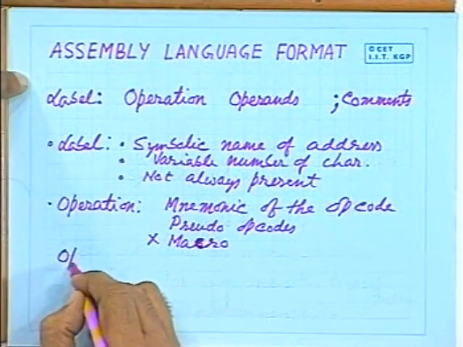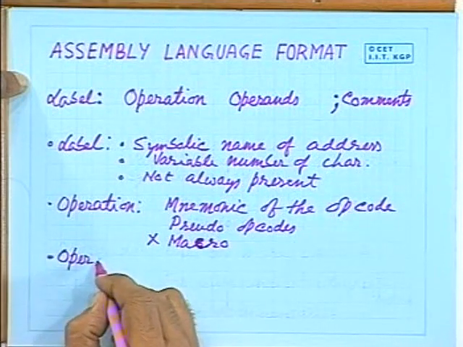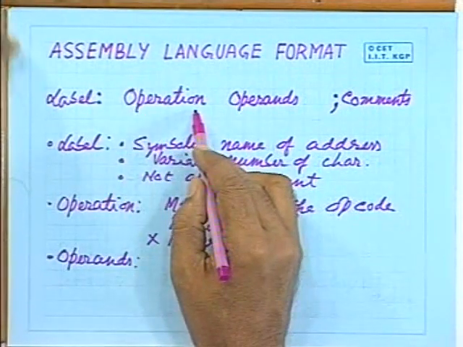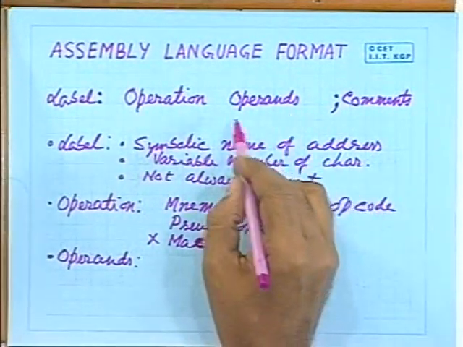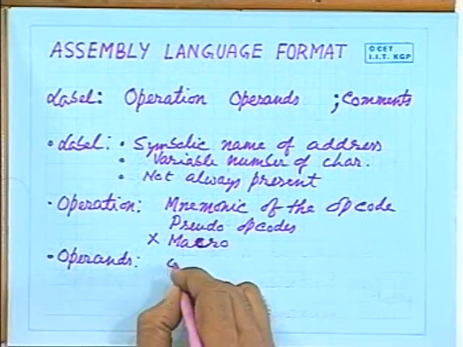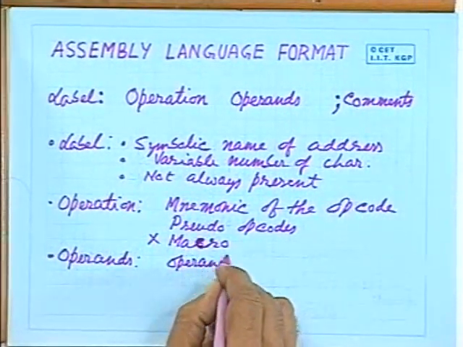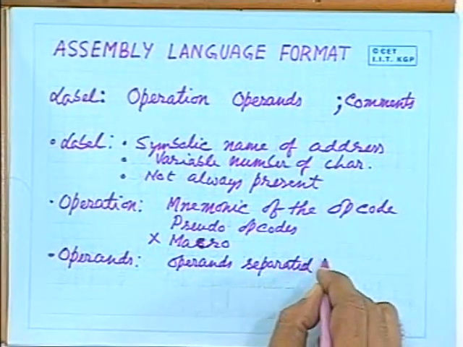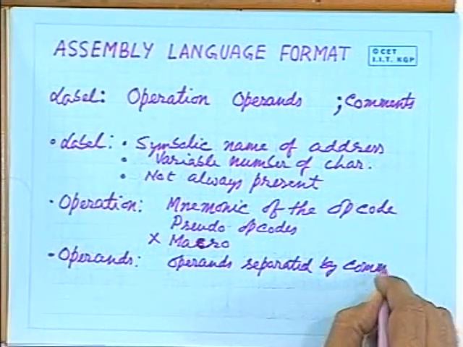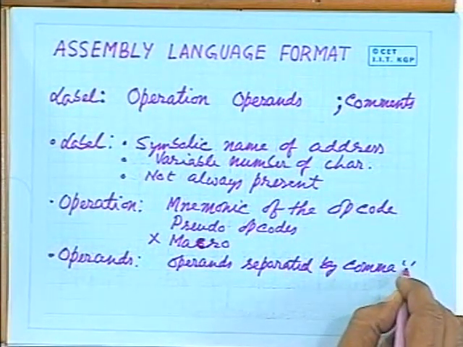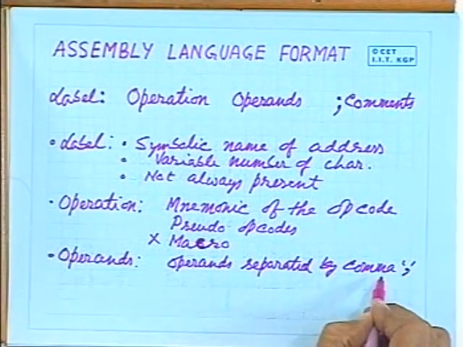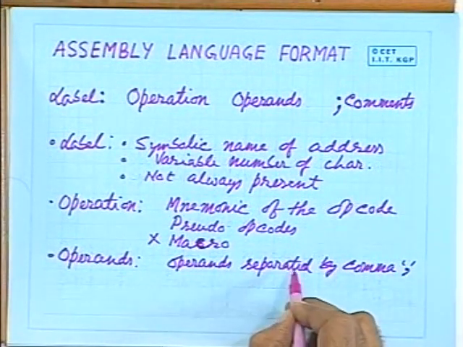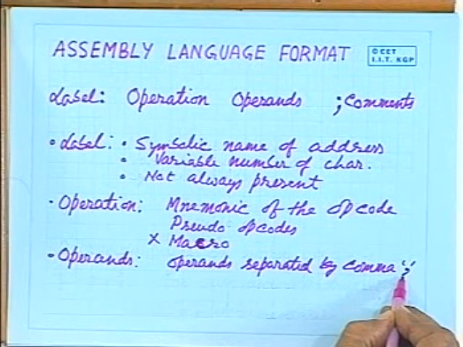Then comes the operands. In the operands field, as we know, whenever you perform some operation, it will involve some operands, one or more. And the operand field specifies the operands. Operands are separated by comma. So comma is the delimiter between two operands. Whenever you have only one operand, there is no need for a comma, but whenever you have more than one operand, they are separated by comma.